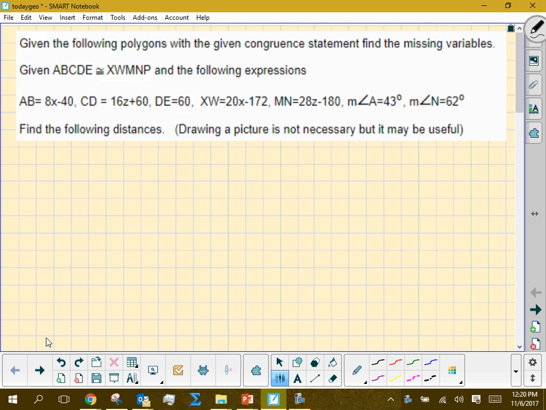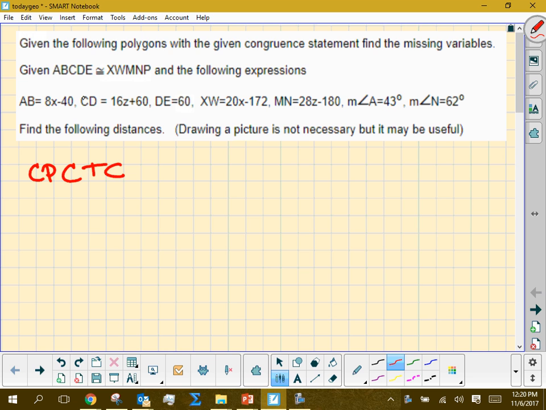All right, so this problem, I give you suggestions. Drawing a picture is not necessary, but it may be useful. My hope is that we know what this phrase here means: corresponding parts of congruent triangles are congruent.